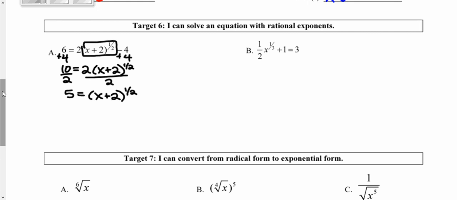Okay, so at this step, if we want to get rid of a rational exponent, we raise both sides to the reciprocal exponent. So the reciprocal of 1 over 2 would be 2 over 1, which is just 2. So do that to both sides. So then 5 squared, 5 to the second power is 25. Now we can get inside these parentheses, so x plus 2, we've gotten rid of the 1/2, those canceled. And now just basic solving, so subtract 2, 23 equals x.